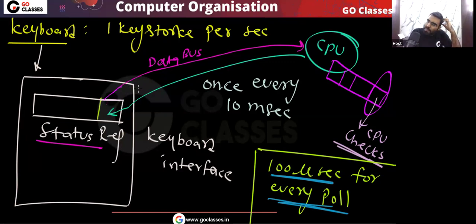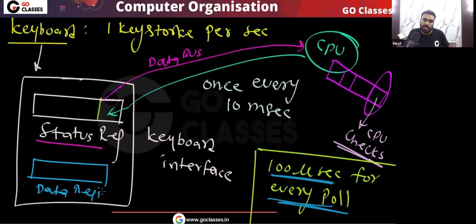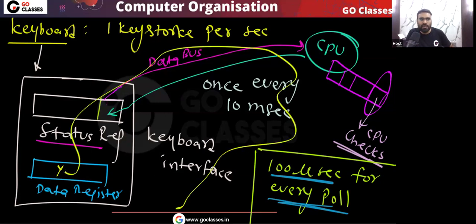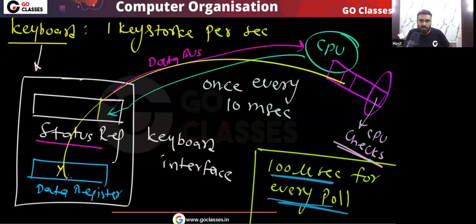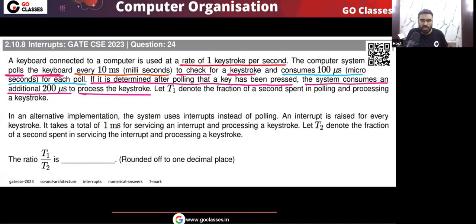Can anyone tell me? In the polling method, when the CPU finds out that the status bit is 1, the CPU will take this key. In the data register there is the key that you are pressing. Let's assume you are pressing key Y. This data will go to the CPU, and from the CPU register, this data will go to the main memory. Very simple. So for that, 200 microseconds will be consumed.